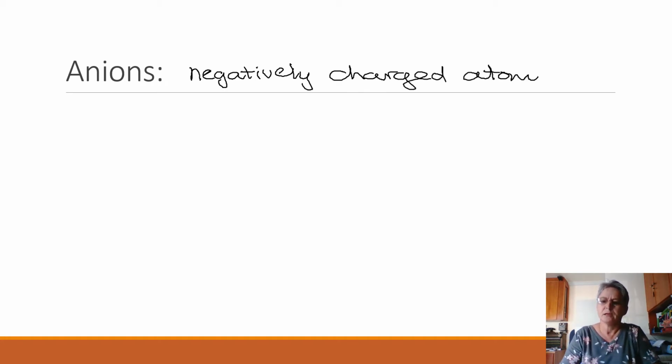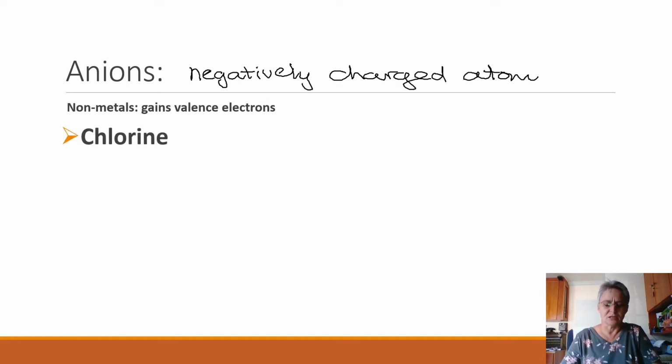Now, when the number of protons in the nucleus equals the number of electrons in the energy levels, the atom is neutral. And like we've discussed with cations, when the atom loses electrons, then there will be more protons than electrons, so the atom would be positively charged. It's called a cation. Now, to become negatively charged, the atom gains electrons, and they're normally electrons in the outer energy level, so they are valence electrons.